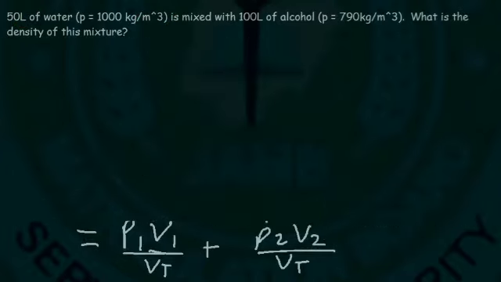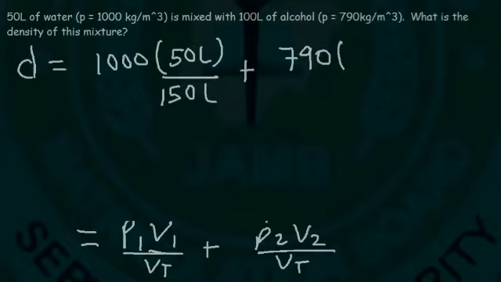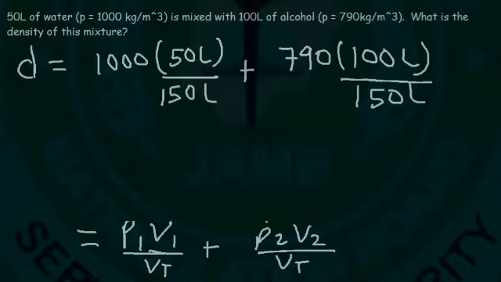So therefore, the density of the mixture is going to be the density of water, which is 1,000, times the volume, which is 50 liters, divided by the total volume, which is 150 liters, plus the density of the alcohol, which is 790, times the volume of the alcohol, which is 100 liters, divided by the total volume of 150 liters. So we can cancel these two zeros.